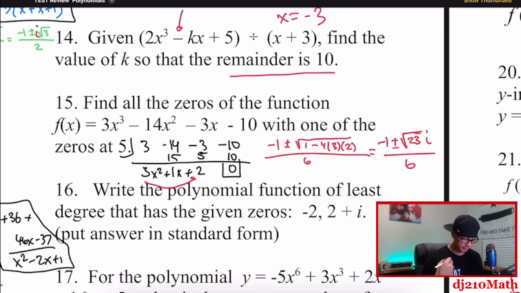So the zeros are x equals 5 and then x equals this over here.